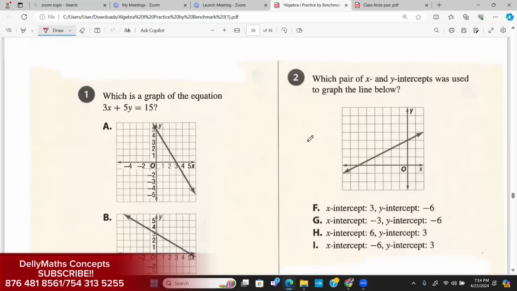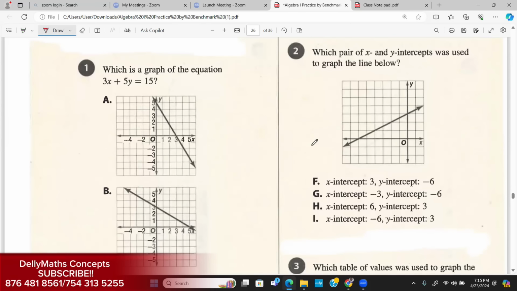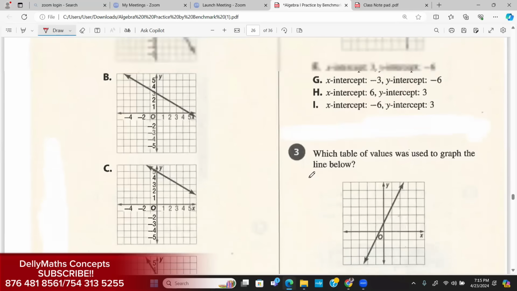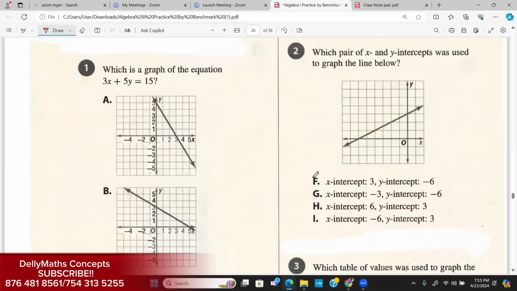So here it is, we're saying here, which is a graph of the equation 3x plus 5y equal to 15, right? So what I want to do here is put it in slope-intercept form, where I'm able to identify the slope and the y-intercept, and then I'll decide which one of these would have satisfied what I have. So let us take this, which is 3x plus 5y equal 15.